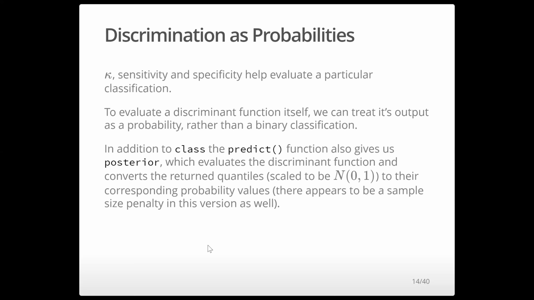So in addition to class, the predict function also gives us a posterior probability. So this evaluates the discriminant function and then converts the return quantiles to their corresponding probability values. And it looks like the version R uses has some kind of minor sample size correction, because it was slightly different from what I got when I did this by hand, but it was very close. It was just a little bit off, enough that it wasn't just a rounding thing, but it looks like there's some kind of correction that biases it a little bit towards uniform distribution.